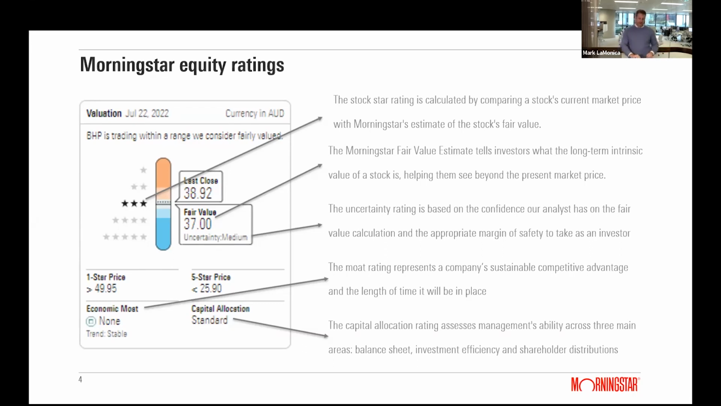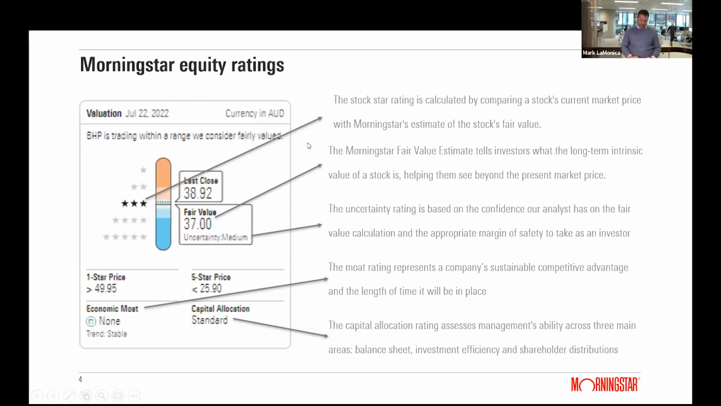Now, the star rating is actually set using a couple of our different ratings. I'll circle back to that one. One rating that's used is the fair value estimate. The fair value estimate is how much our analyst believes that share is worth, and the way they come up with that is through this discounted cash flow, which I'm going to show you in a second. That's their calculation of what they believe a share is worth.